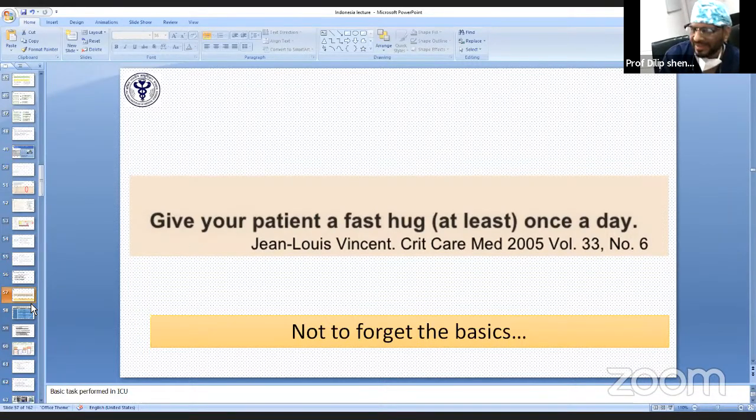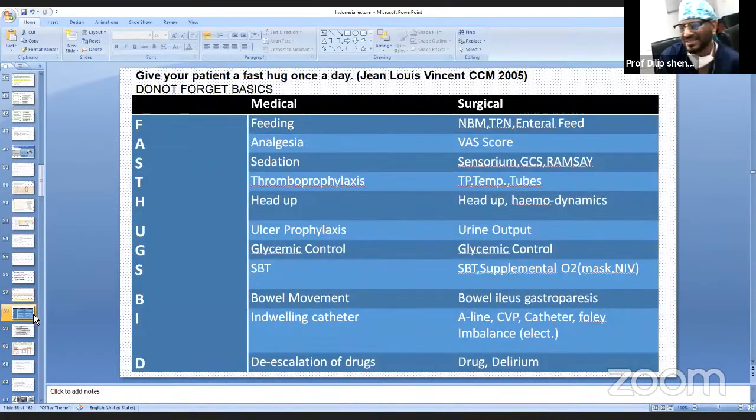This was published in Critical Care Medicine 2005 by Jean-Louis Vincent. Has anybody met him? He very often comes to India, delivers lectures, takes classes at conferences. And he's a very lively person and he has published this. This FAST HUG is a mnemonic, which tells you what all things can be done in the medical and surgical patient.